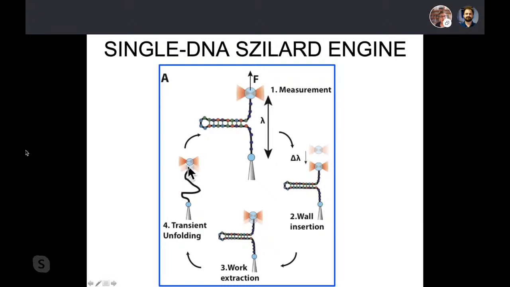So we recover the original position, and those transient unfoldings that we observe during this slow recovery are like the motion of the wall in the SZILARD that pulls the weight up, and every time there is this transient unfolding, there is heat from the bath that comes into the molecule, and then we transform it into work.